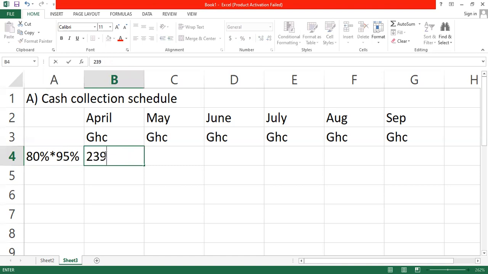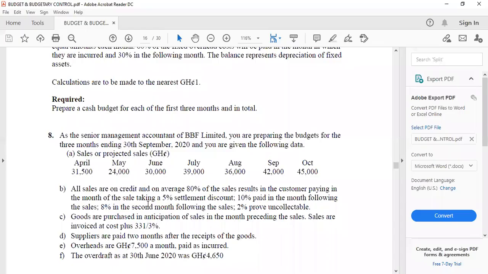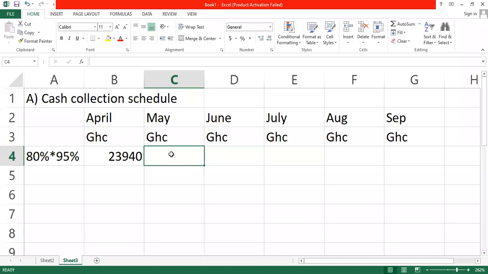23,940. And May is how much? May is 80% times that one. So 0.8 times 0.95 times the amount, 24,000. That is 18,240. Are we all following?